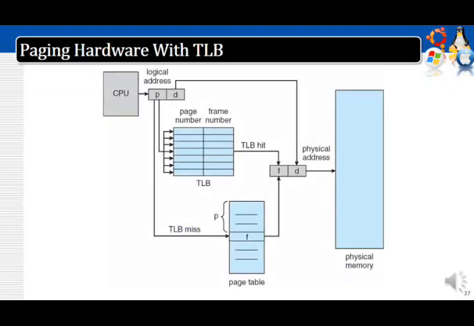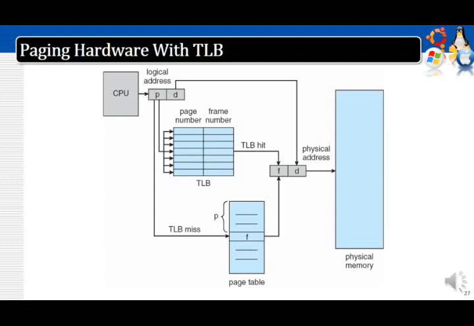So we can see the paging hardware with associative memory or translation look-aside buffer. The translation look-aside buffer is an associative high-speed memory and it consists of two parts, a key, otherwise also termed as tag, and a value. So when associative memory is presented with an item, it is compared with all key values simultaneously. If the item is found, the corresponding value field is returned.